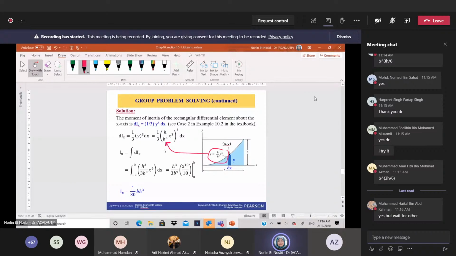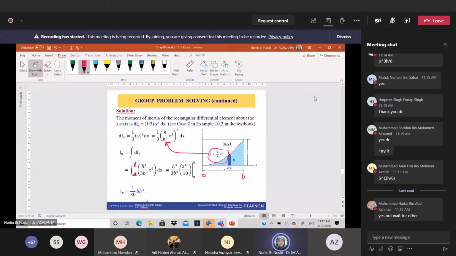Then you will get h to the power of 3 over b, 1 times, right, 3 times 3, so it will be 9, so x to the power 9. Then you do the integration. Okay, and then when you do the integration, you will get 1 over 30 bh to the power 3. Just ignore this, from 0 until b. So you will get 1 over 30 bh3.